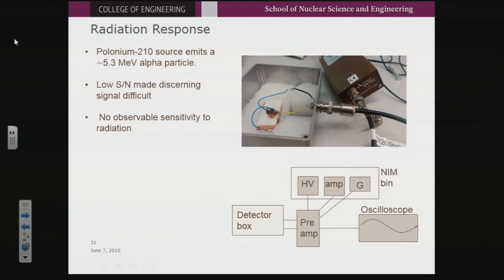And finally, the response to radiation. So we have a polonium-210 source, which we use that emits a 5.3 MeV alpha particle.